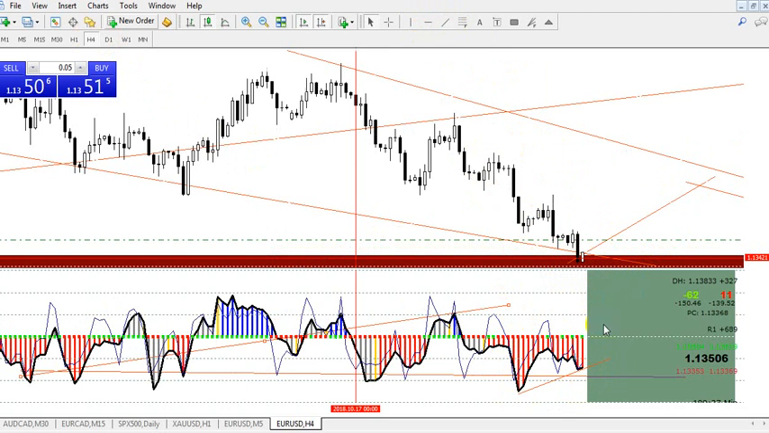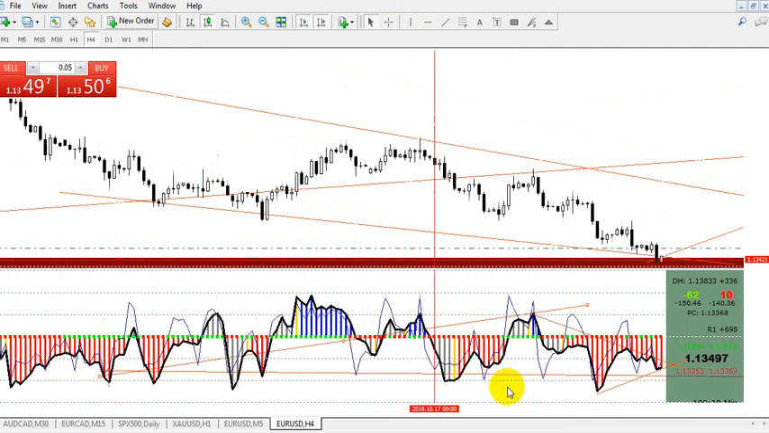So this area is already divergent, something like that. So that's why we have to be careful with selling. So that's why in this area we can take the profit. For me, I'm taking profit, sorry.